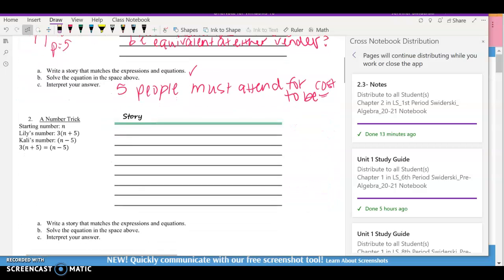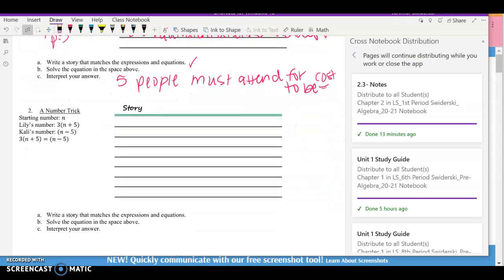All right, number trick. We've got two friends, Lily and Callie, and they came up with the trick with the number n. So Lily says her number is 3 times plus 5 more than Callie's number. And Callie's thinking of a number that's less than 5. So it says write a story that matches the equations above.